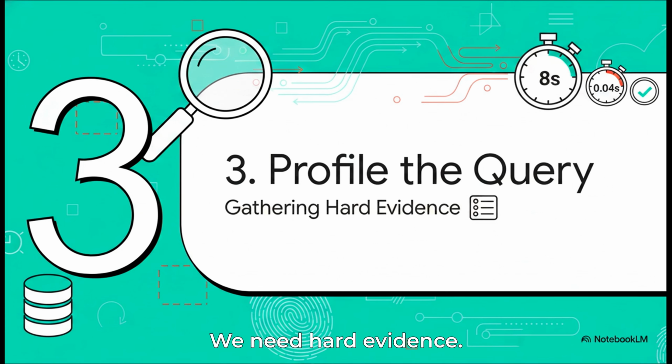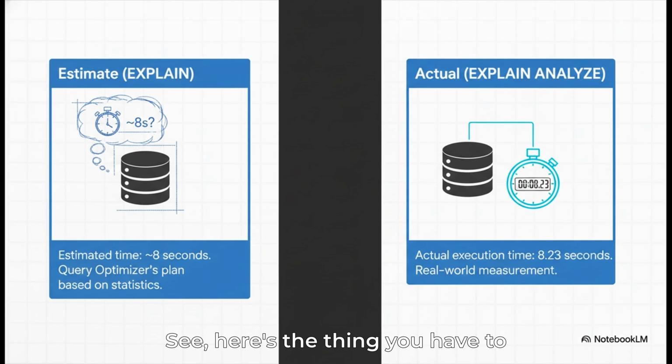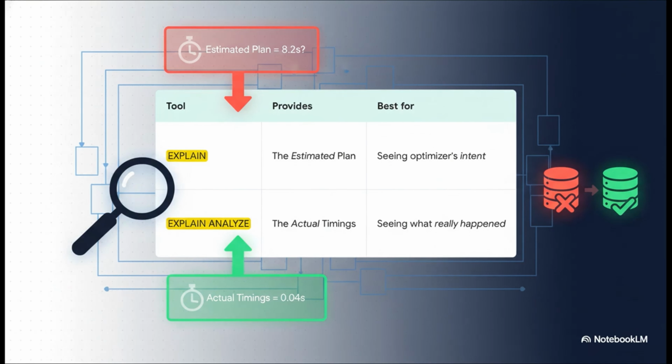But to build a really solid case for the dev team, we need to prove exactly how slow it is. We need hard evidence. See, here's the thing you have to remember about a standard EXPLAIN plan. It's just an estimate. The database is telling you what it thinks it's going to do based on some internal statistics it keeps. But sometimes those stats are out of date, and the estimate can be way off. So we need to go beyond the estimate and get some real-world numbers. And for that, we bring out a much more powerful command, EXPLAIN ANALYZE.